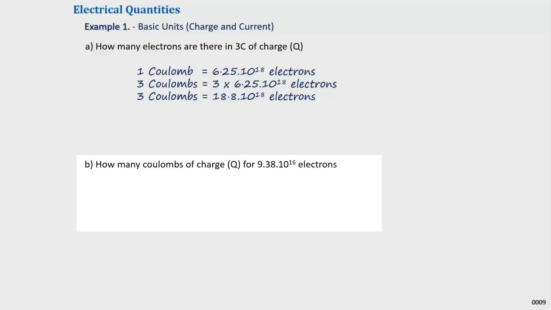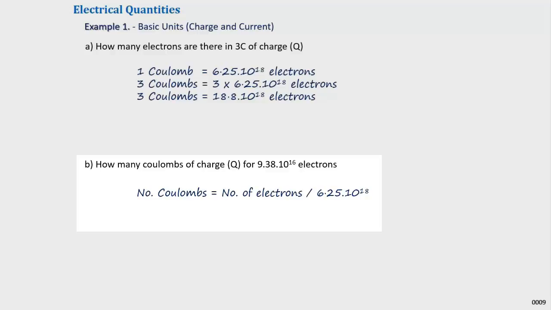Part B is to determine the number of coulombs of charge for a given number of electrons. By inspection, we can see we do not have enough electrons for even 1 coulomb of charge. So the question really becomes, how much of a coulomb do we have? This can be determined by dividing the given number of electrons by the number required for a coulomb.